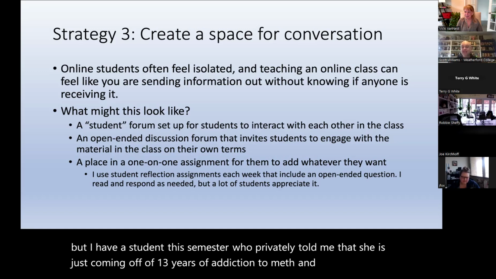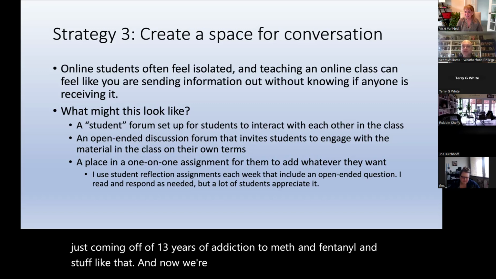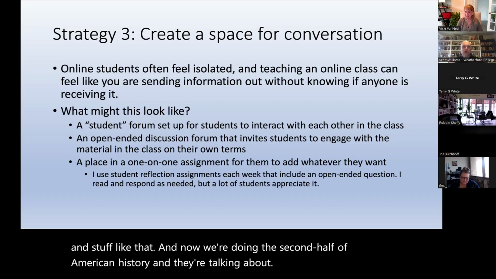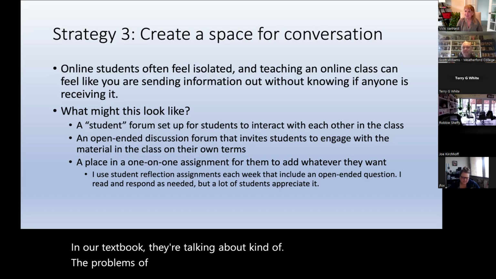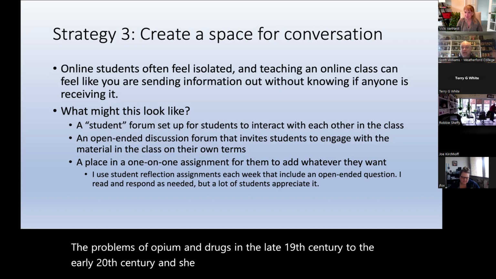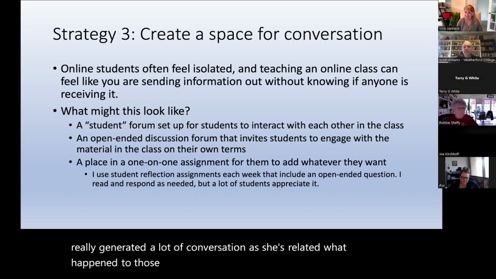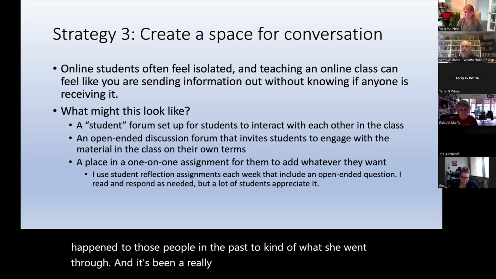and stuff like that. And now we're doing the second half of American history, and in our textbook, they're talking about kind of the problems of opium and drugs in the late 19th century to the early 20th century. And she wrote a whole thing about that has really generated a lot of conversation as she's related what happened to those people in the past to kind of what she went through. And it's been a really fascinating back and forth on that.